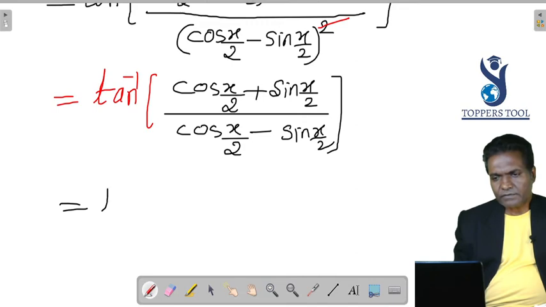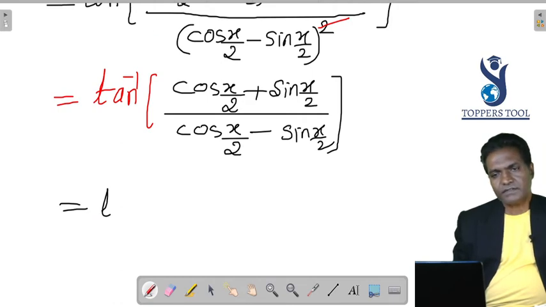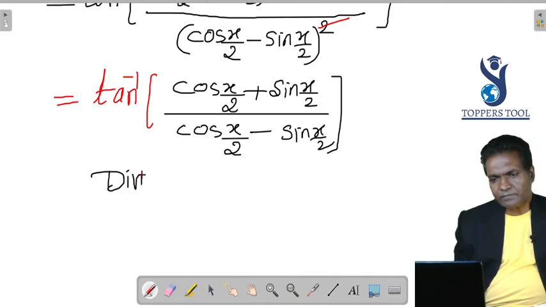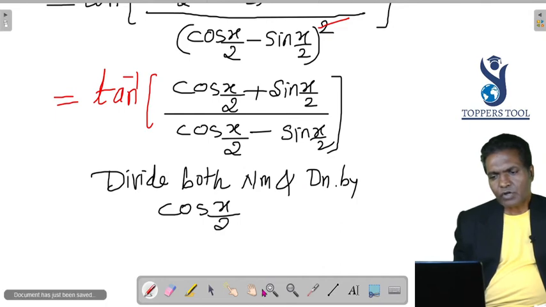Okay. Now you have to divide both numerator and denominator by cos x by 2. Okay, that is cos x by 2. So divide both numerator and denominator by cos x by 2.